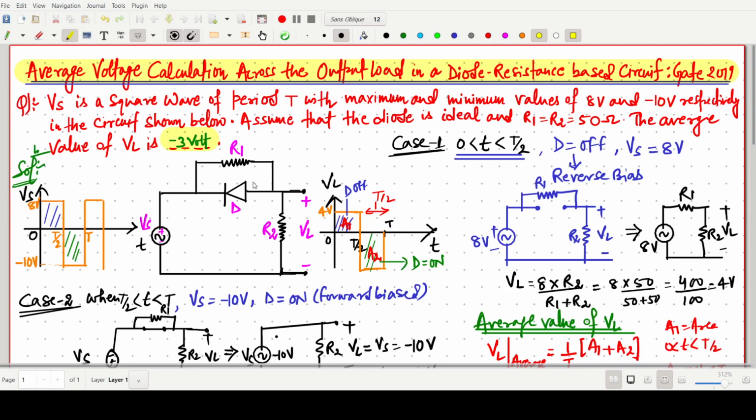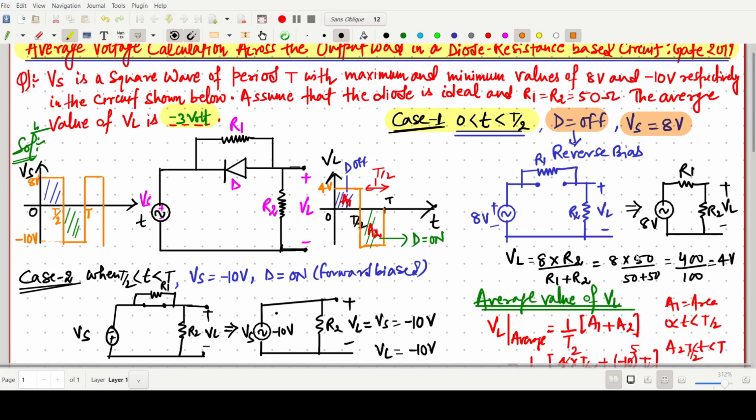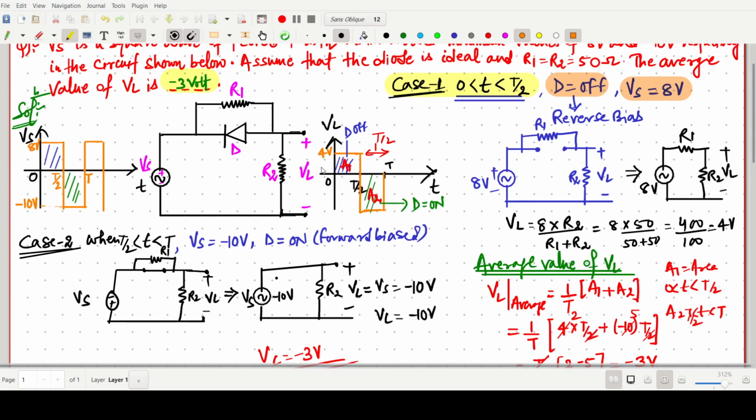So some diode will be there, some resistance, and we have to take case 1. In case 1 we have to think D is off and Vs is 8 volts, so we have to modify the circuit. Then we have to draw the voltage waveform across VL between 0 to T by 2. In the next case, case 2, for the time period T by 2 to T, the diode is on, so it will follow this low resistance path. The modified circuit is this one, and from this one we can get the value of VL as minus 10 volt.